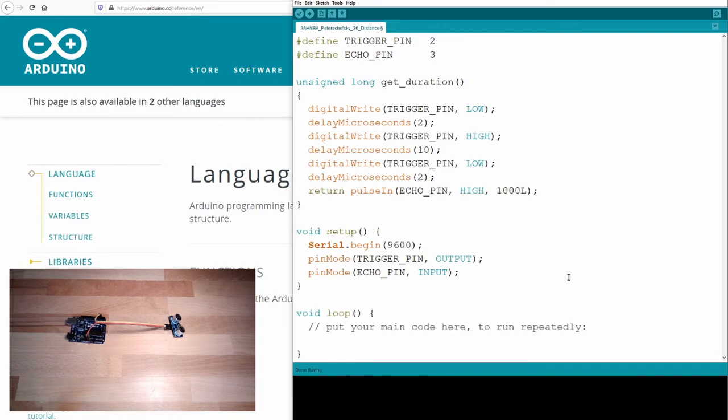I mean, 1 second, speed of sound, 330 meters or something like this, 343. We can measure up to 4 meters here. This is the maximum.